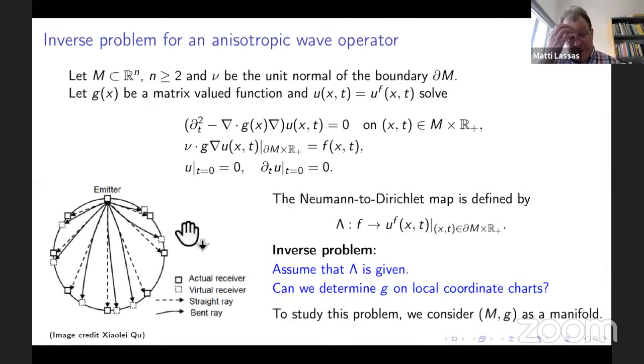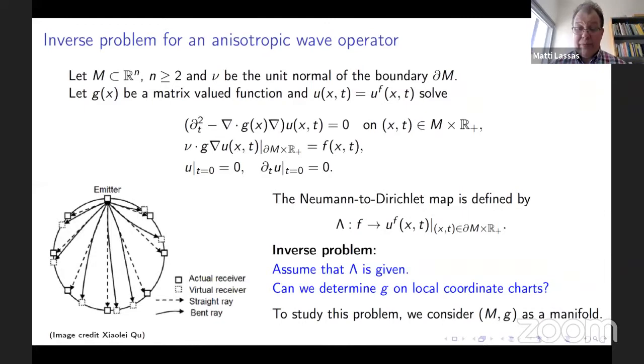And if one wants to get different images from the body, one changes the location of the emitter. So in this way, we can think that the imaging of a metric in local coordinate charts is that we do ultrasound imaging with varying locations of the imaging device. And all locations of the imaging device on the boundary give a local chart. To consider this problem more mathematically, we say that the domain M is actually a manifold, and there is a metric tensor g that is coordinate invariant in a way that it transfers systematically when we move from one chart to another.